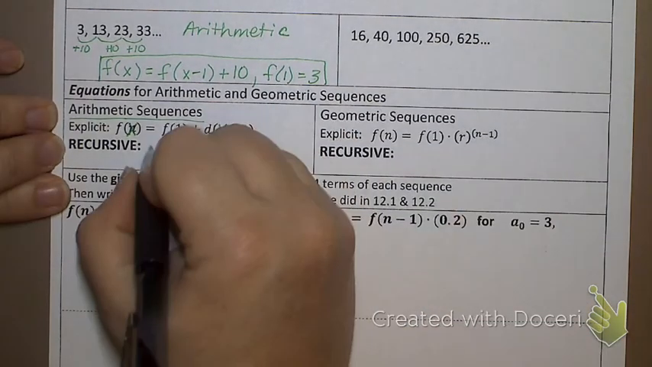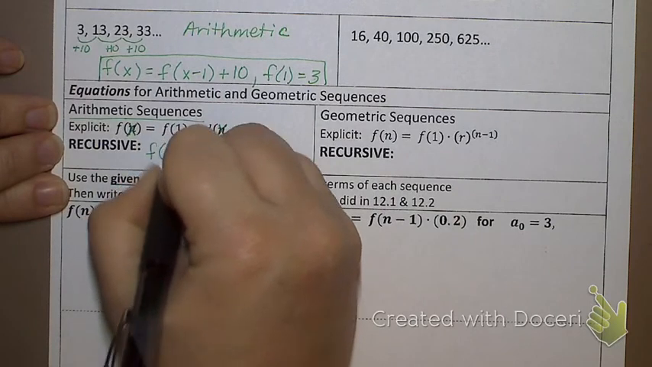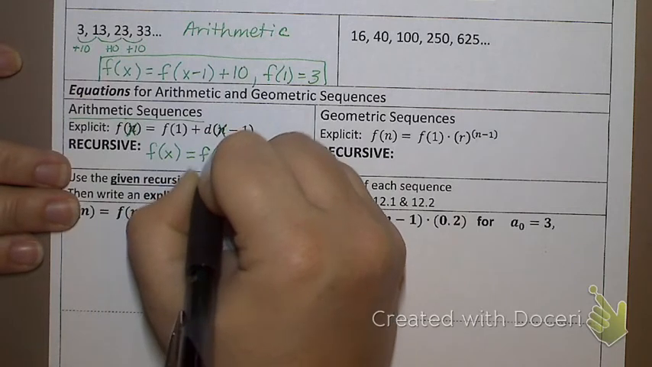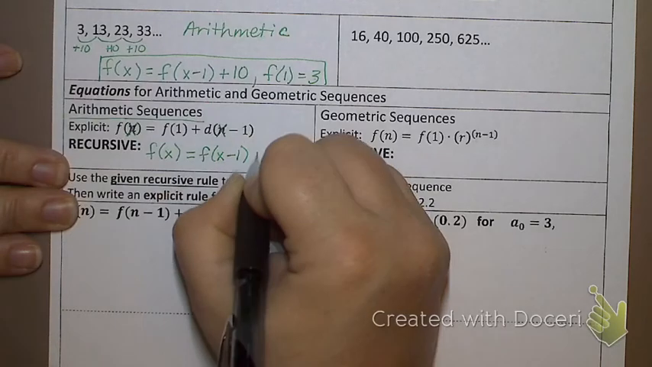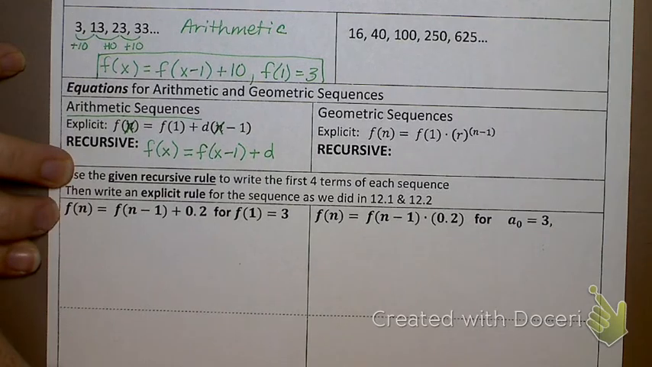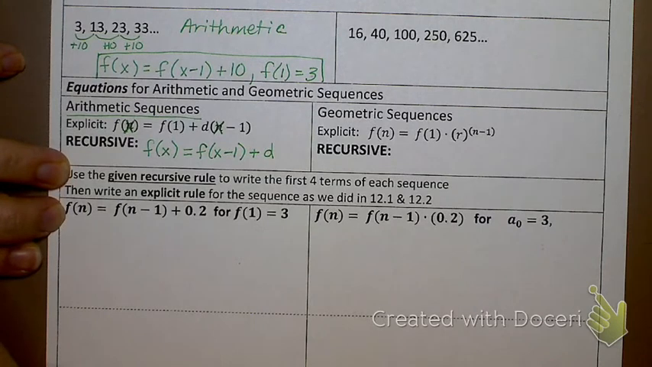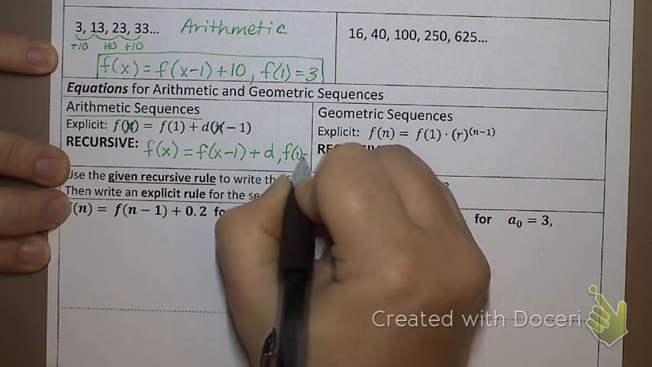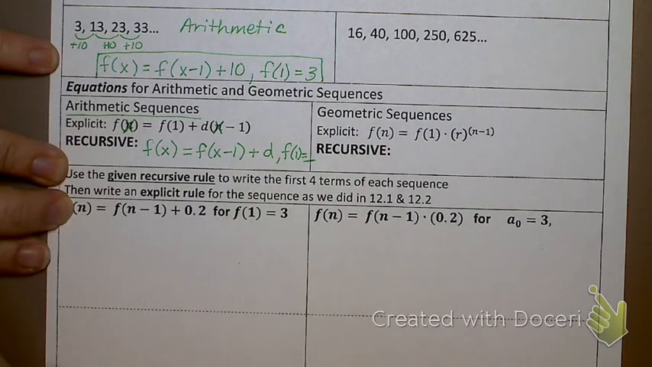Our recursive formula would be f of x equals the previous term plus our common difference. There's no distributing for the recursive formula. You just write f of x minus 1 plus 10 if they're adding 10 each time. F of x minus 1 minus 3 if they're subtracting 3 each time. It's actually very simple to write those. You must include, however, f of 1 equals whatever it is. If you don't include that, you're missing part of the recursive rule.